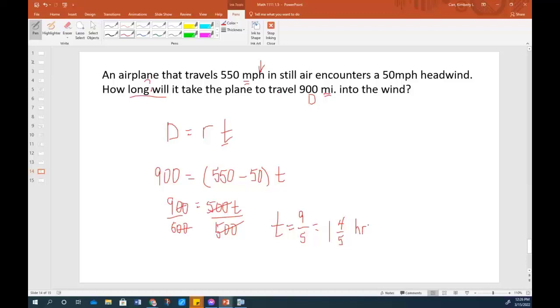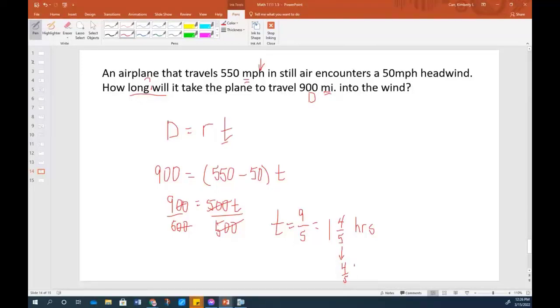So 1 4/5 hours. Now, that's not a bad answer, but it might help to know how much 4/5 of an hour is. So what I'm going to do is 4/5 of an hour. If we multiply that by 60, then we will figure out how many minutes that is. So that's 48 minutes. So I could have said it's going to take about 1 hour and 48 minutes.